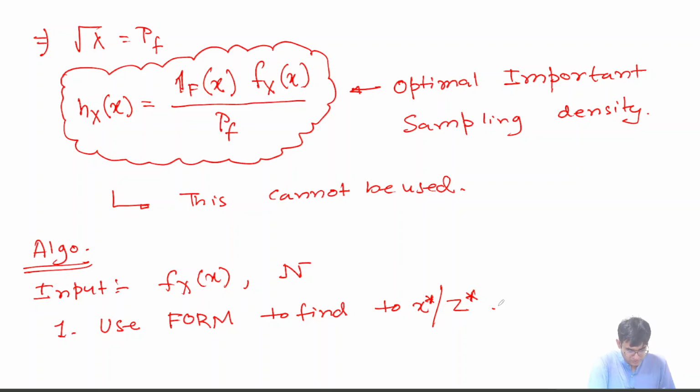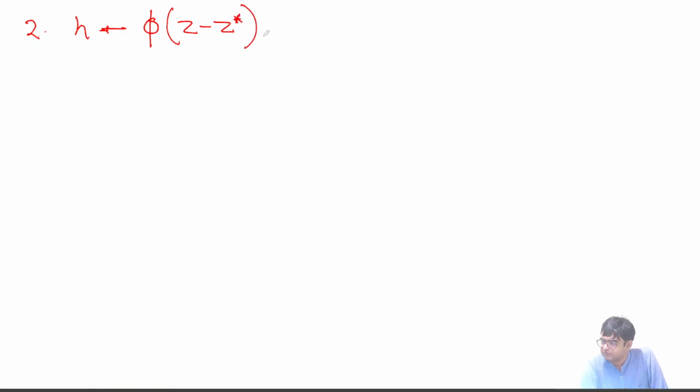Okay. And now, once you have this, step 2 is to formulate your importance sampling density. So h, you set it to be equal to phi(z minus z star). What does it mean? I am having this importance sampling density in the standard normal space, and phi means standard Gaussian. Z minus z star is standard Gaussian, which means Z is Gaussian with mean z star and variance 1.